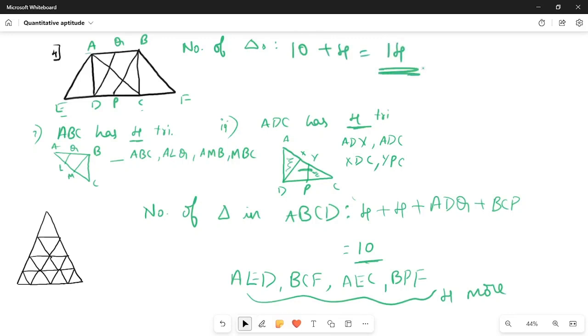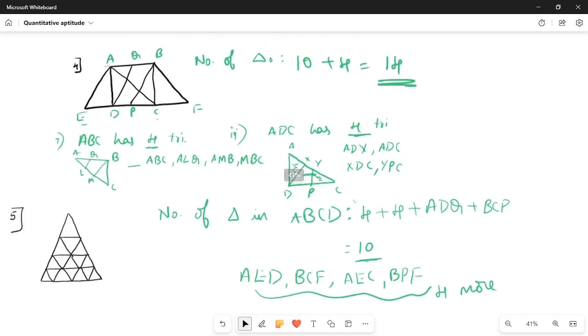This is quite confusing. So we are partitioning the diagram into parts, like taking ABC as one triangle, ADC as one triangle. Initially we count the number of triangles in them and then club together and find the number of triangles in the rectangle ABCD. And in the last part we are considering AED and BCF along with the rectangle.